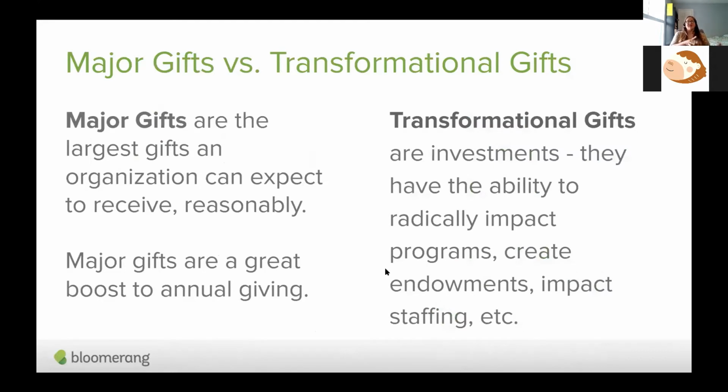So the difference between a major gift and a transformational gift, in my opinion, is the word reasonable. Again, major gifts are the largest gifts your organization can reasonably expect to receive. They are great boosts for annual giving. You may not get one every year, but when you do get one, that's great. Transformational gifts are unreasonably large gifts. They're investments. These are the kind of gifts that can truly impact the long-term livelihood of your organization.